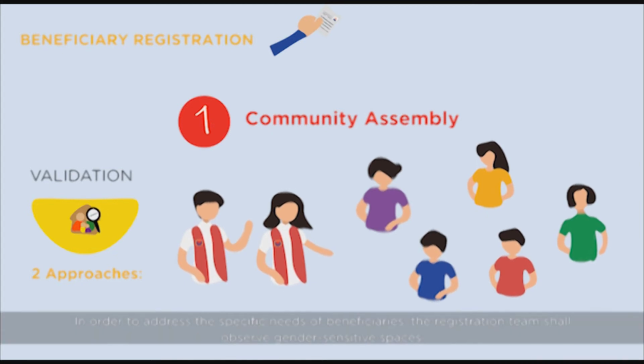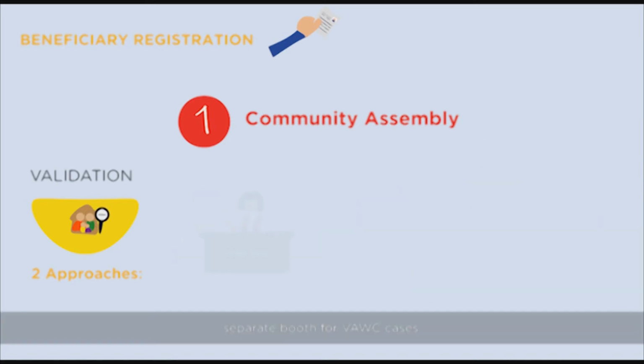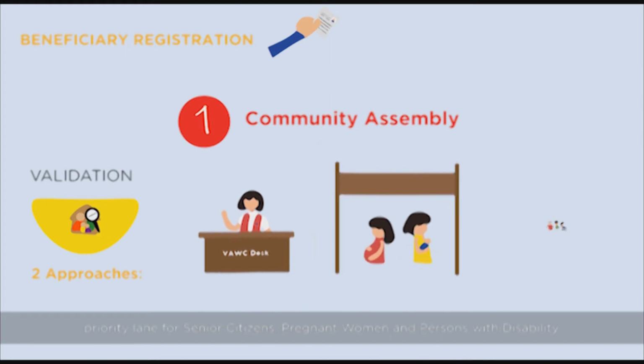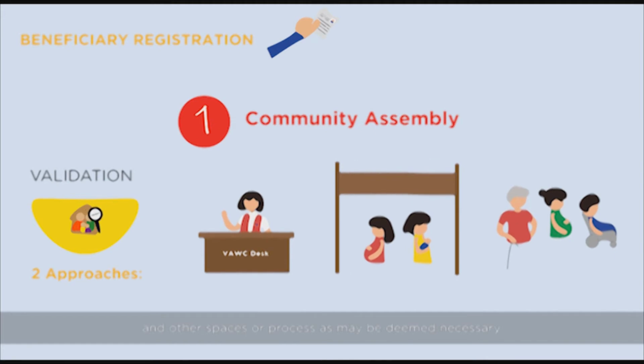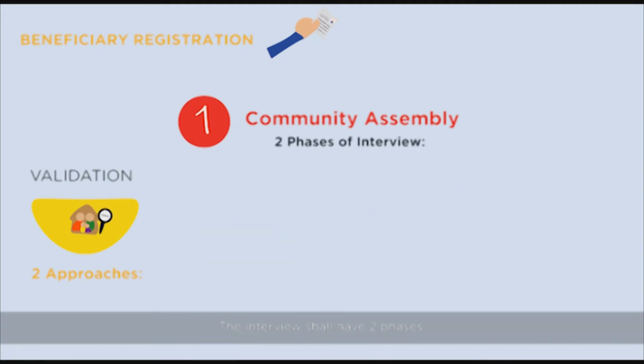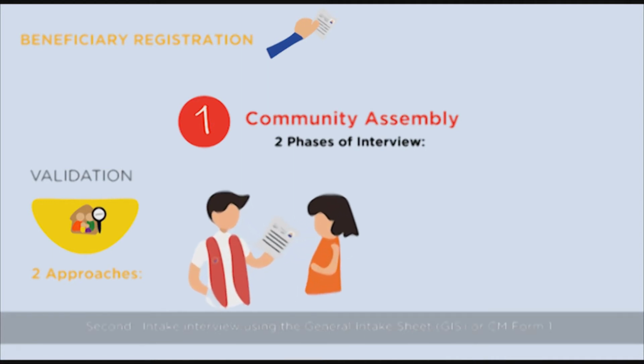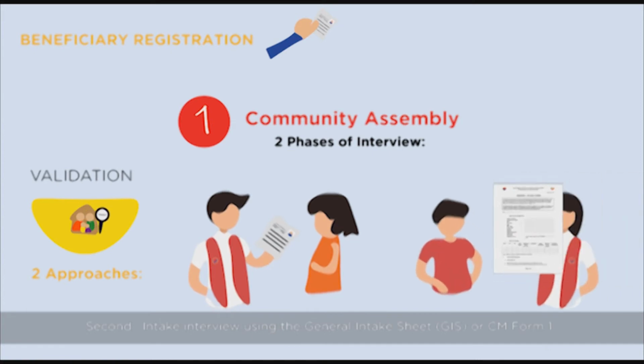In order to address the specific needs of beneficiaries, the registration team shall observe gender-sensitive spaces. The following shall be present during the community assembly: separate booth for VAUSI cases, spaces for pregnant and lactating women, priority lane for senior citizens, pregnant women and persons with disability, and other spaces or process as may be deemed necessary. The interview shall have two phases. First, validation of household information. Second, intake interview using the General Intake Sheet or CF Form 1.